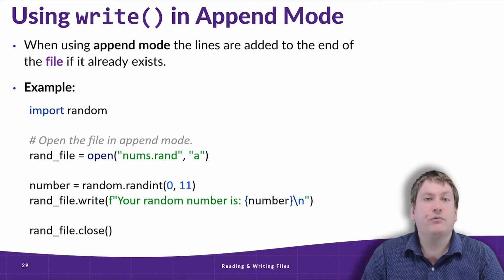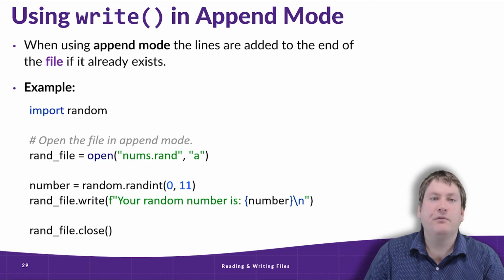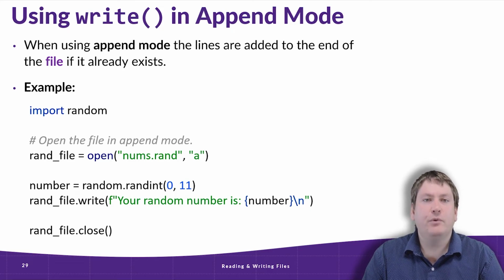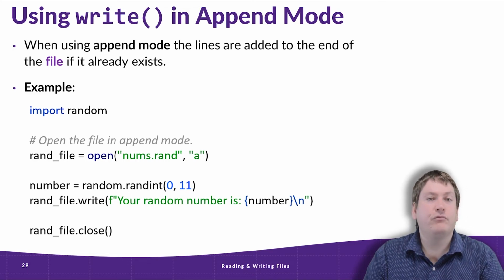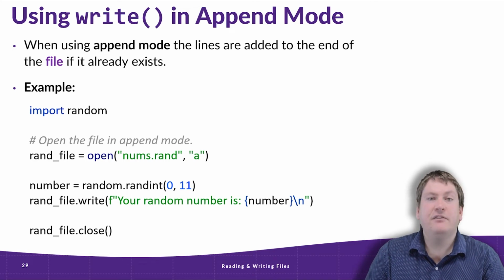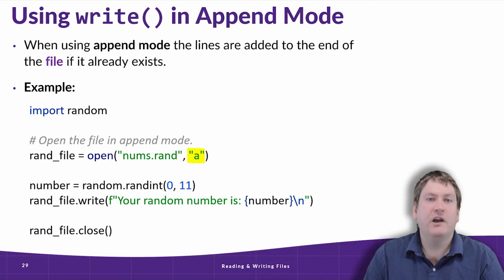Now we can also use write in append mode. In the last example, if that file already exists, it would have overwritten it. So in this example, we're doing something a little bit different. We're generating some random number, and then we're just writing it to the file. But in this case, we're writing it in append mode, or A here.